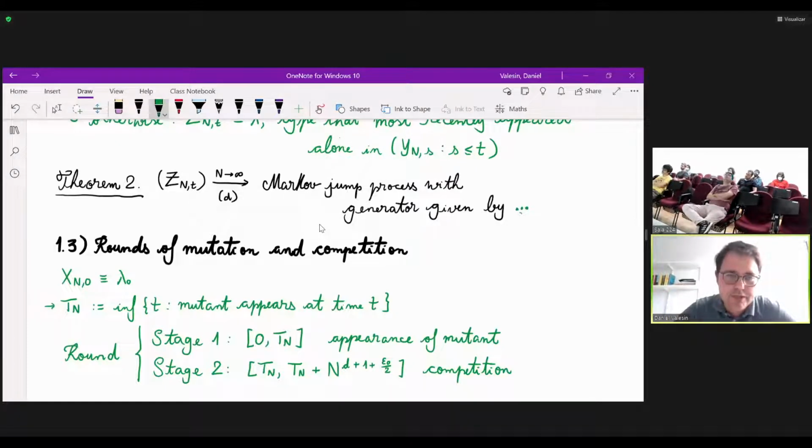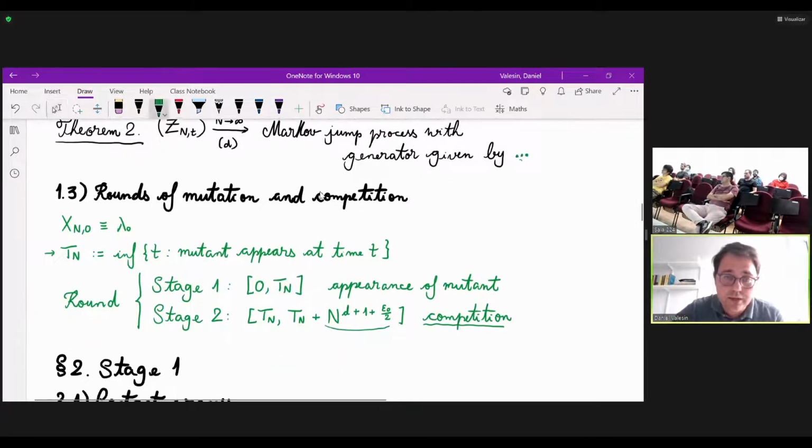And then there is stage 2, which I call competition. I take stage 2 to have a deterministic length of time, and that's just for convenience. You could also define another stopping time here and define this stage 2 in terms of that. But there will be these 2 stages. The first one is until the mutant appears, and the second one is this moment when the 2 types are trying to compete to see who wins.